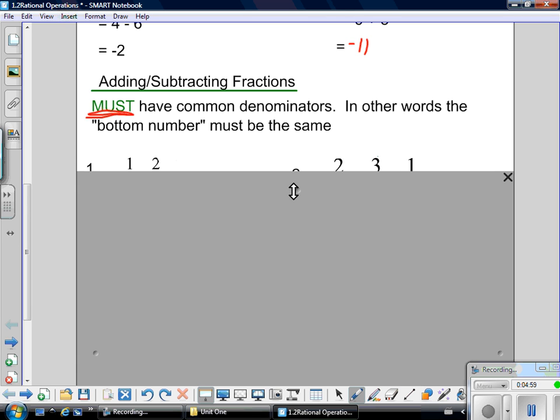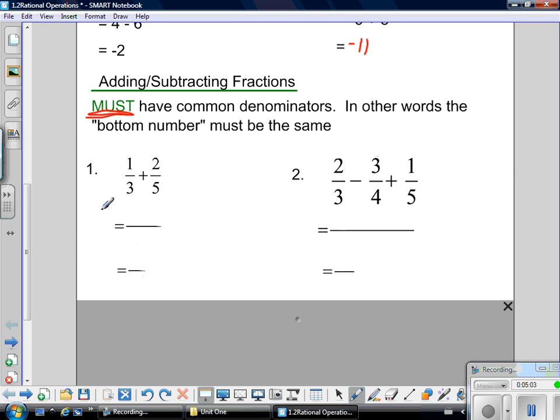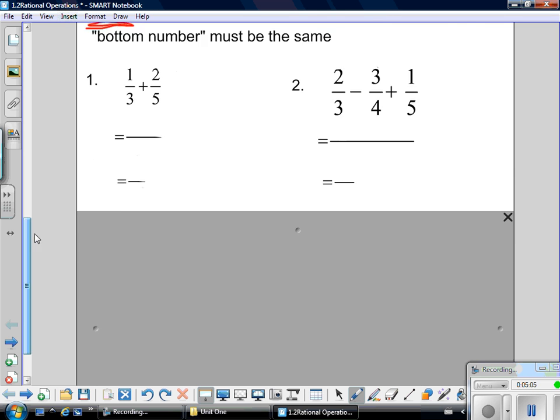So let's look at the first question. This is review, remember, too, that I'm working on here. So you've seen this before. I have 1/3 plus 2/5. Well, my denominators are 3 and 5. They are not the same, so I can't just add the top and the bottom together. I must make the bottom numbers the same. So how can I divide these so that they would be equally divided?